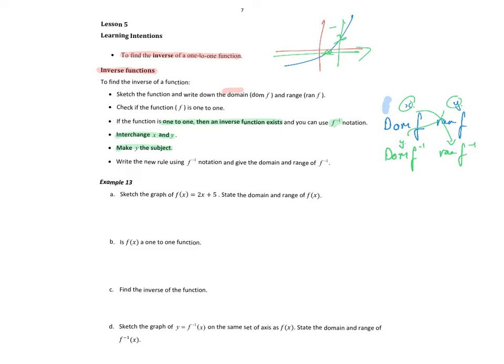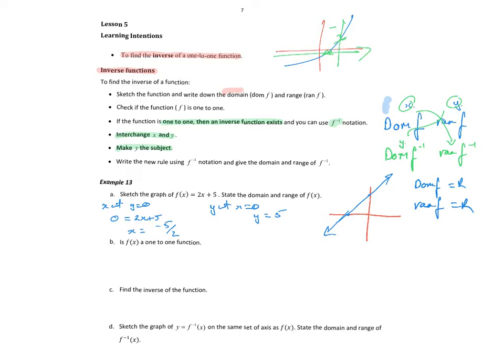So let's have a look at the graph sketch. Let's work through an example. f of x equals 2x plus 5. For the x-intercept, I put y equal to 0. So 0 is equal to 2x plus 5, and x is equal to -5 on 2. For the y-intercept, I put x equal to 0, and we get y is equal to 5. So I get -5 on 2, and 5, and there's my line. The domain of f is R, and the range of f is also equal to R.